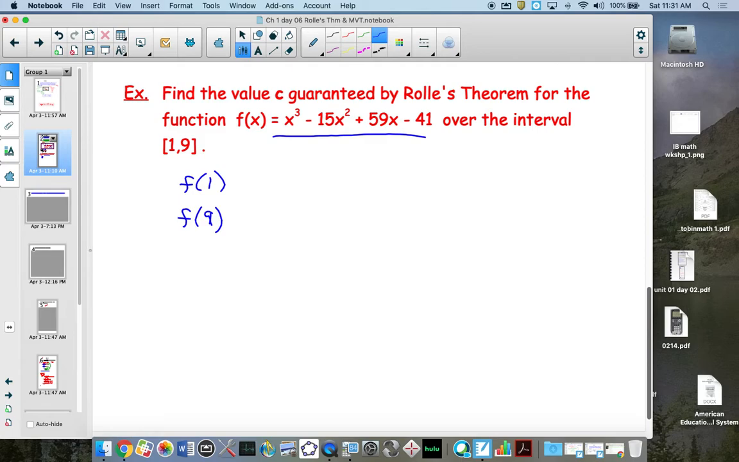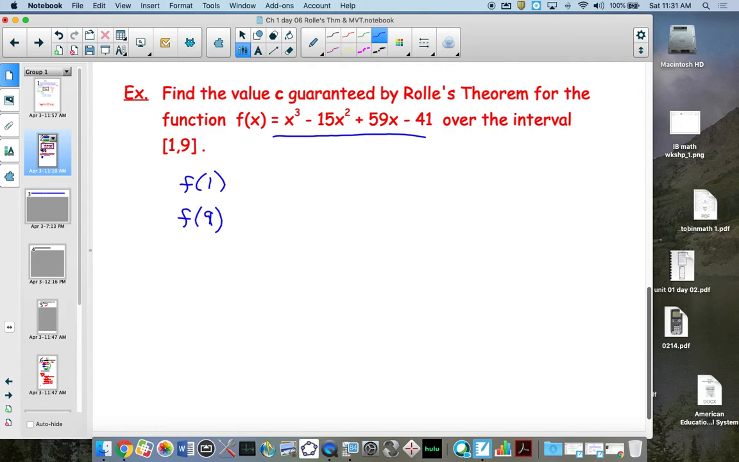And usually, it's always going to happen. You won't find a problem that says deal with Rolle's theorem where they're not equal, but it is something you should check. I don't know, maybe some crazy teacher would put a problem on a test where f of a doesn't equal f of b, and then students apply Rolle's theorem and it doesn't work. I don't know who would do that.